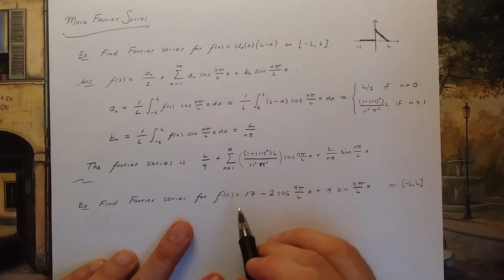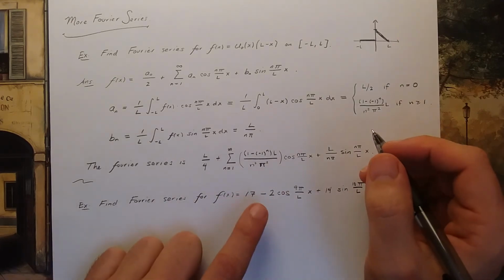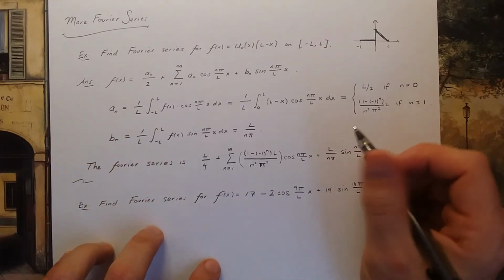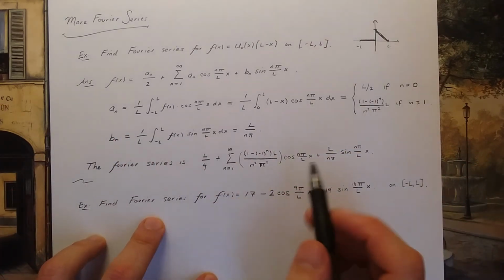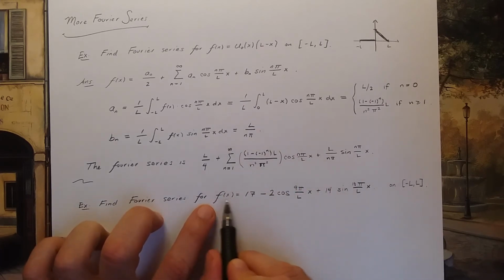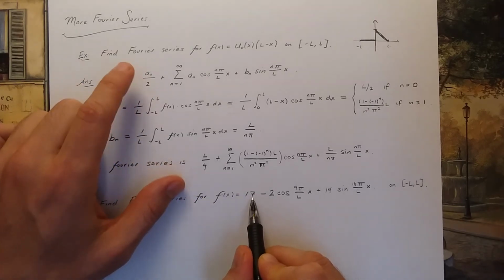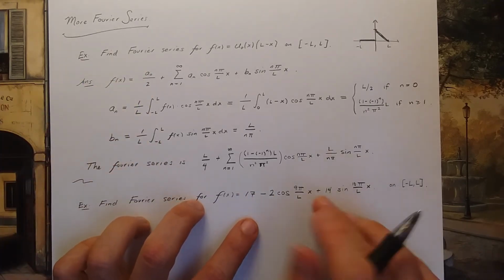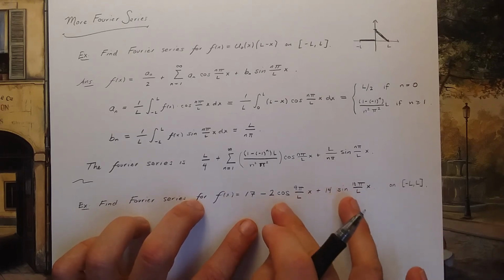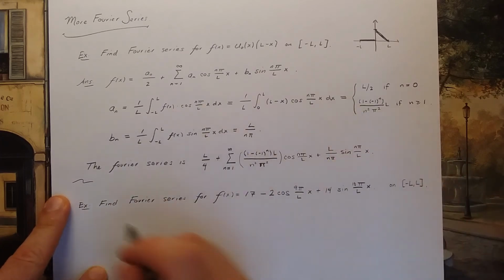Well, this is an almost trivial problem because I already have a Fourier series. This is the answer. I'm not going to express it as a big infinite sum because this is the Fourier series. I've already expressed my function as a combination of a constant, so that's the first term, plus some sine and cosine terms. So this is it. This is already a Fourier series. I'm already done.